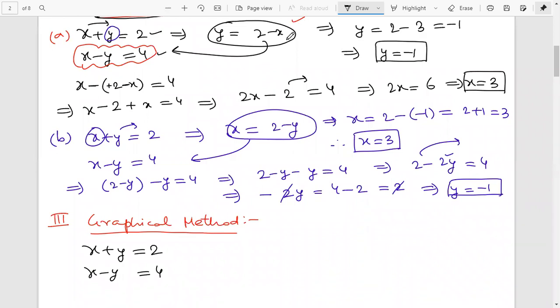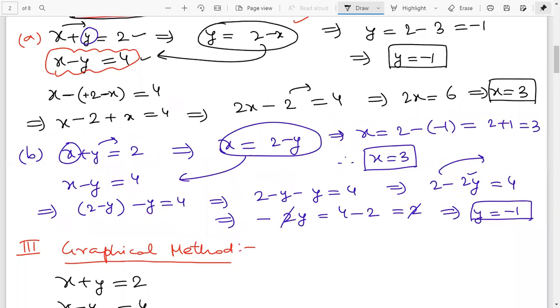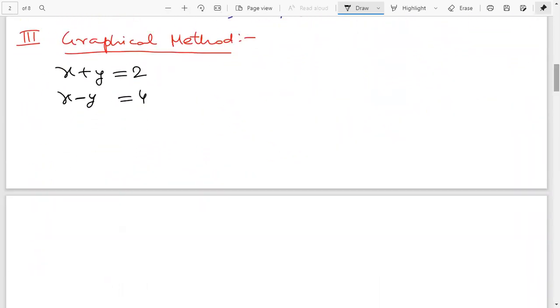These are two equations. Now we see the graphical method of getting the solutions, or the values of x and y. We know that the degree of x is 1 and the degree of y is 1, here also the degree of y is 1. So we can say these are linear equations. We have two equations: this is equation 1, this is equation 2. So we can say a pair of linear equations, and we have two variables, x and y. So, a pair of linear equations in two variables.